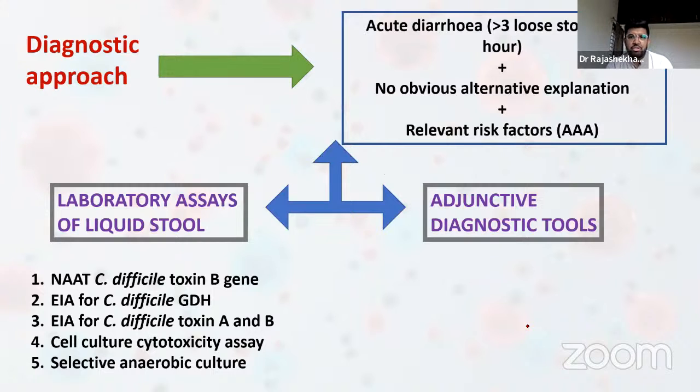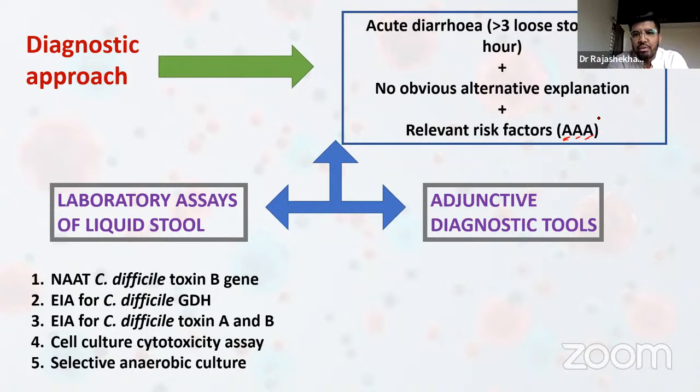So how will you diagnose this patient? The diagnostic approach is basically being implicated in a patient who is having acute diarrhea. That means more than 3 loose stools in 24 hours with no obvious alternative explanation, and with relevant risk factors like if the patient has received antibiotics, advanced age, and hospital admission, these need to be evaluated for Clostridium difficile infection.